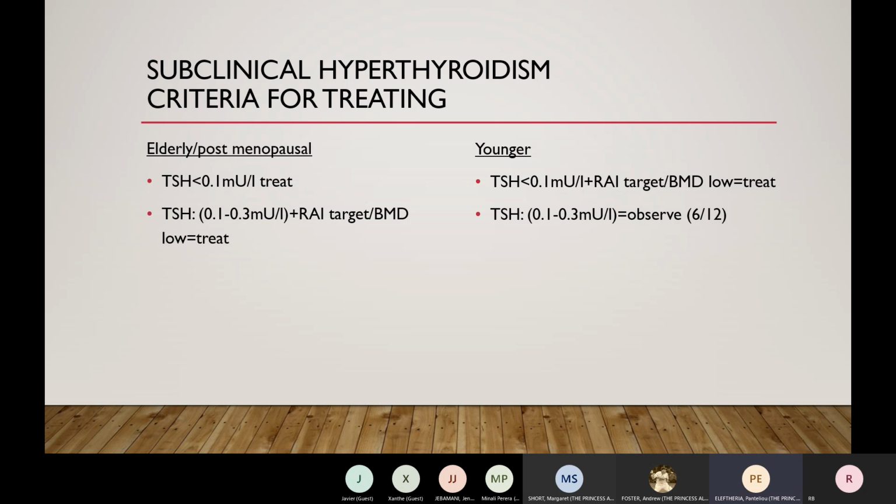Now, subclinical hyperthyroidism is really a misnomer in a sense. By definition, it implies that it's there but doesn't cause any trouble. But we do know from clinical studies that subclinical hyperthyroidism is associated with dysrhythmias and also low bone mineral density.